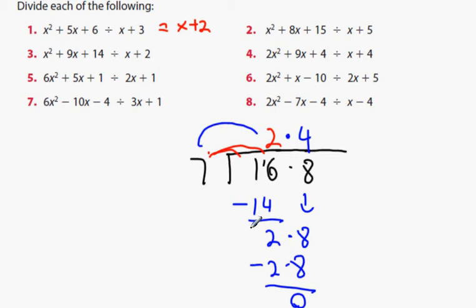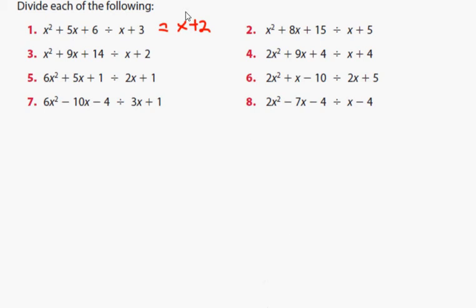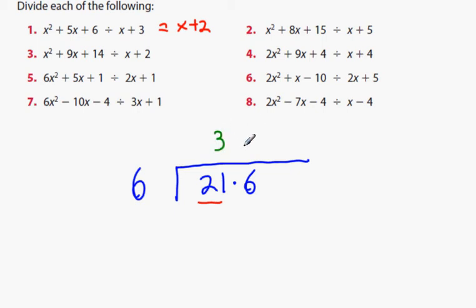Would somebody like to see another one of them done? Okay, thought as much. Now, another one would be 6 into 21.6. 6 into 21 goes how many times? 3. How many of you would say 3 remainder 3? 21 divided by 6 goes 3 times remainder 3. How many people would say that? 3 remainder 3. Okay, none of you would say that.